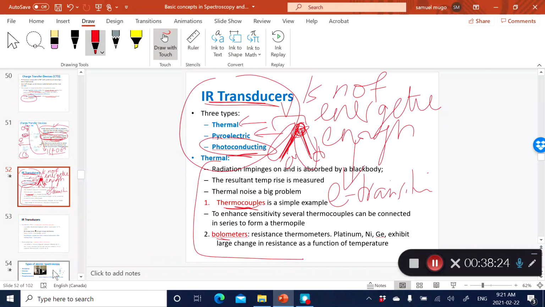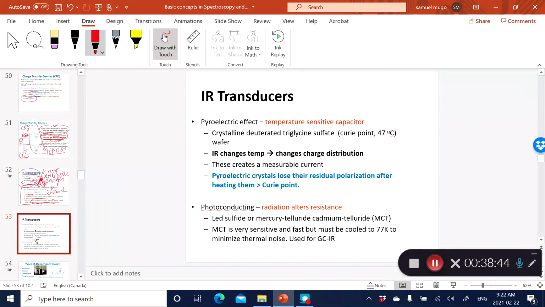The bolometer, on the other hand, is very similar to a thermocouple. The only difference is, in this case, I'm measuring the change of resistance of these wires. The change of resistance is what I'm measuring, rather than the change of voltage. But they are very, very similar to a thermocouple.